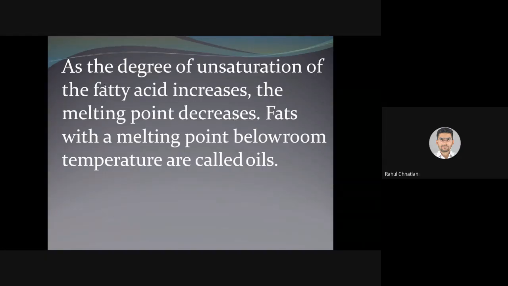So solid to liquid is the melting point, and liquid moving directly into the gaseous form, the gas state, is the boiling point. So a melting point below room temperature is termed as oil. All the oils that we are getting, even for cooking, in any form, are in liquid state. Why? Because they are named oil because their melting point is lower than the room temperature.